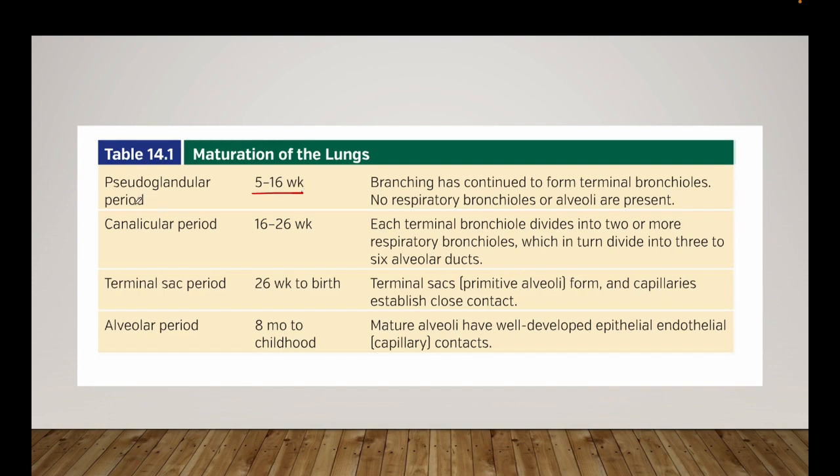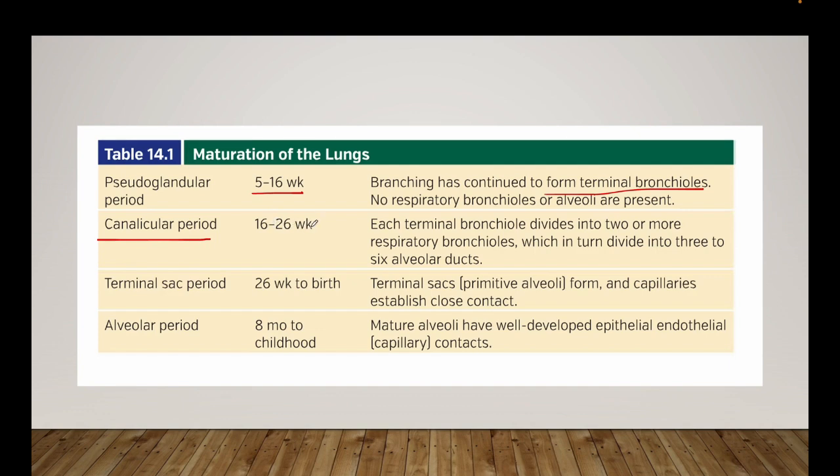What happens in the pseudoglandular period is the development of the conducting zone. Which are what? The bronchi: primary bronchi, secondary bronchi, tertiary bronchi, bronchioles with terminal bronchioles, only the conducting parts. As you notice, they continue to form the terminal bronchioles. No respiratory bronchioles or alveoli are yet present. Those develop later. The next stage is the canalicular period from week 16 till week 26.